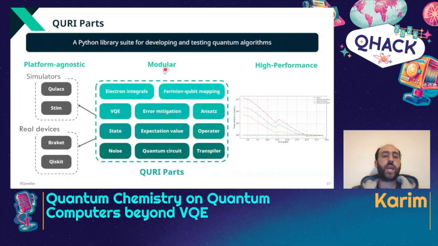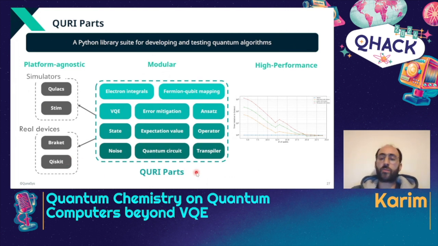So this is a Python library that we developed that is very modular, which means that you can use the modules that we have and combine them with your own algorithms or your own modules that come from other libraries. And you can run it on different platforms, either on a simulator using QLAX or STIM, or also on real devices via Amazon Braket or IBM Qiskit.